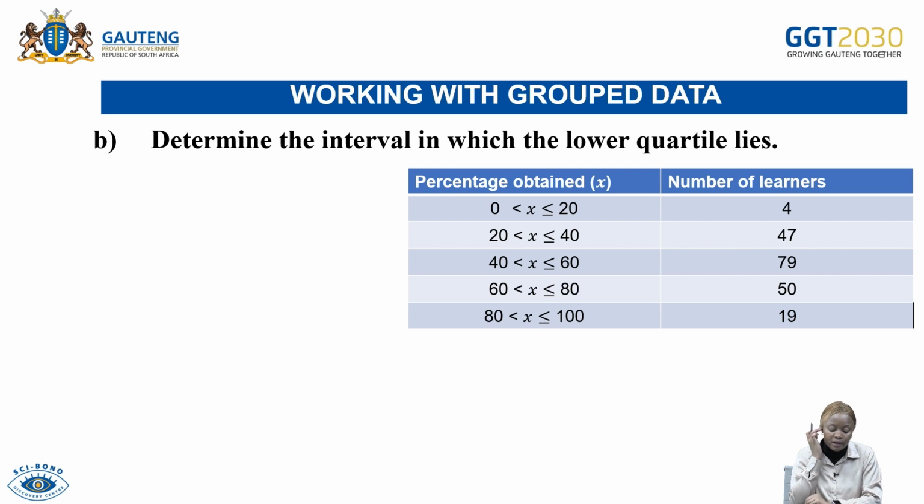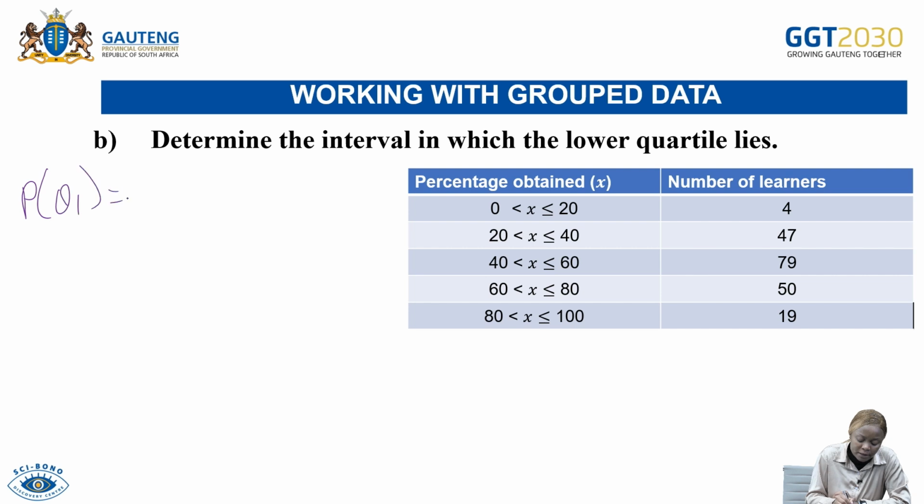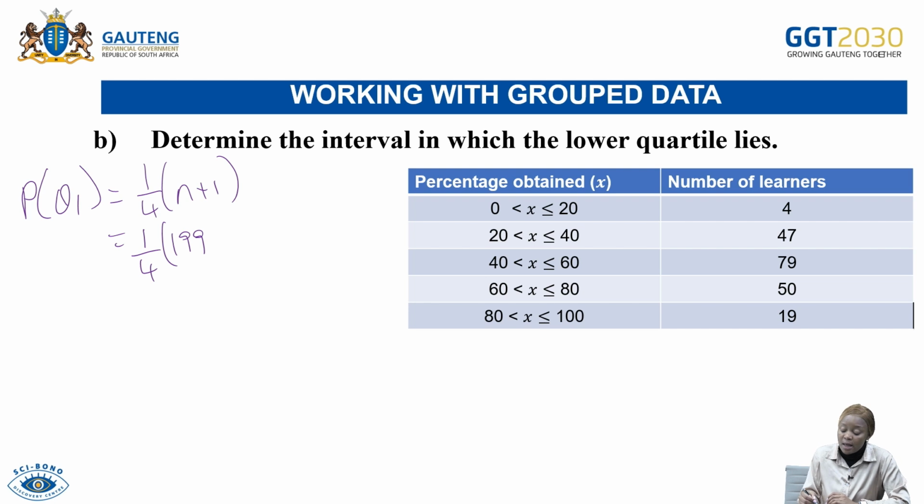Determine the interval in which the lower quartile lies. First things first, you need to find the position of your lower quartile. I set the position of Q1. You find it by saying 1 over 4 into n plus 1. Then you'll have 1 over 4 into 199 plus 1, because we said the total of the frequency is 199. So you'll say 200 divided by 4, and you'll get 50.